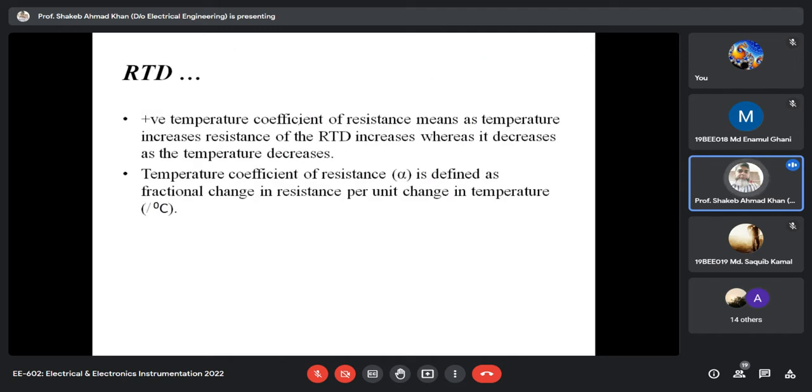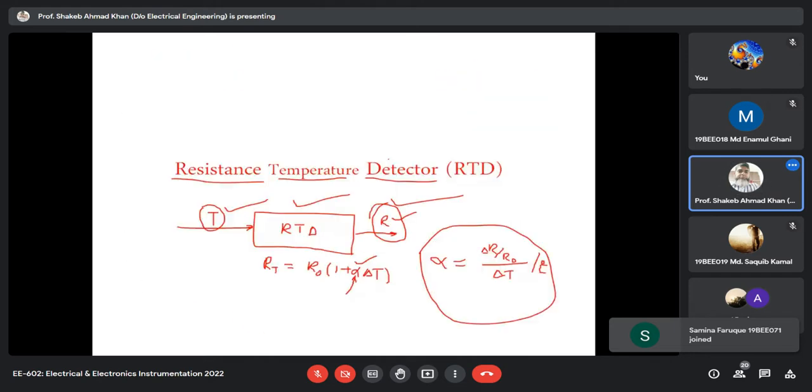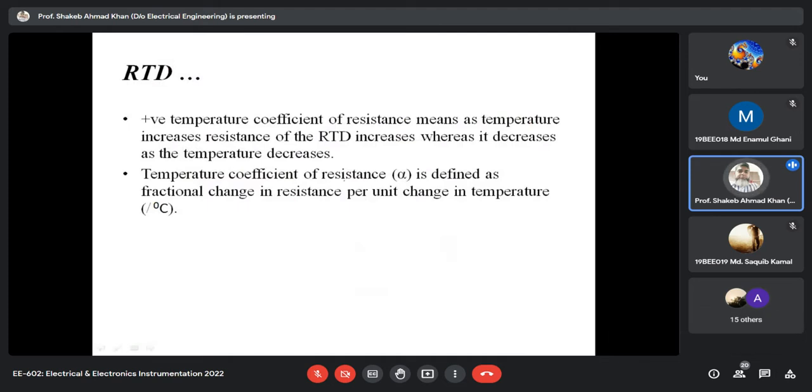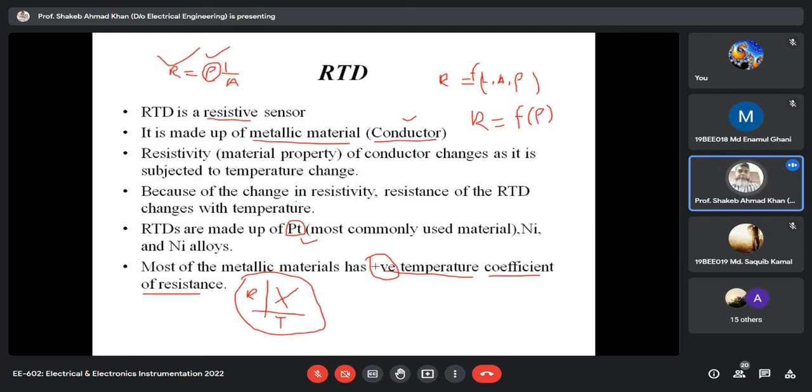So the positive temperature coefficient of resistance means as the temperature increases, resistance of RTD increases, whereas it decreases as the temperature decreases. That's what I told you. Here it is explained over there. The temperature coefficient of resistance is defined as the fractional change in resistance per unit change in temperature. So this is all about the salient points of the RTD.